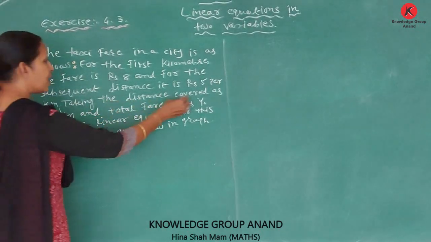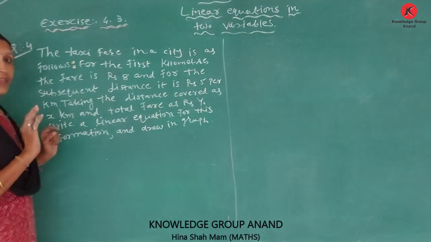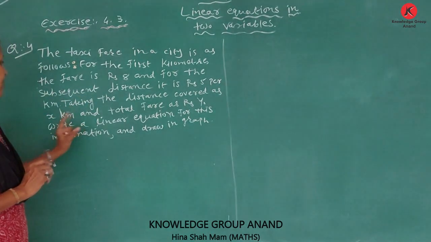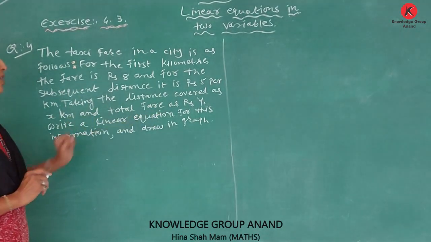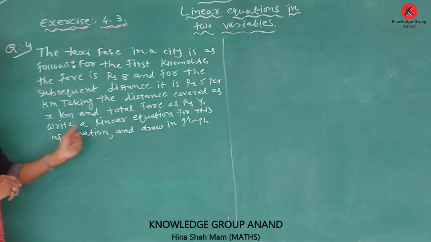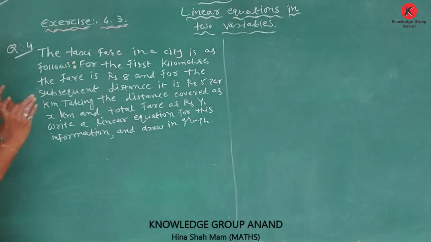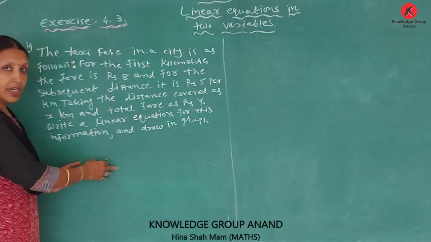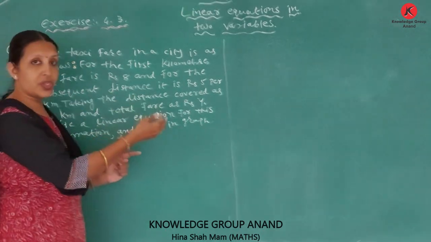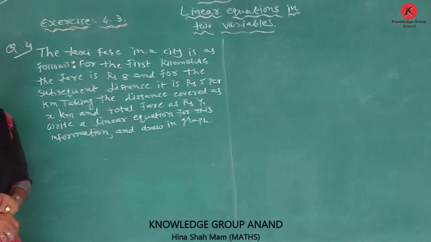Taking the distance covered as x kilometer and total fare as Rs y, we have been given a hint. Write a linear equation for this information and draw its graph. First we make the linear equation, then prepare its solution table, and then draw the graph.